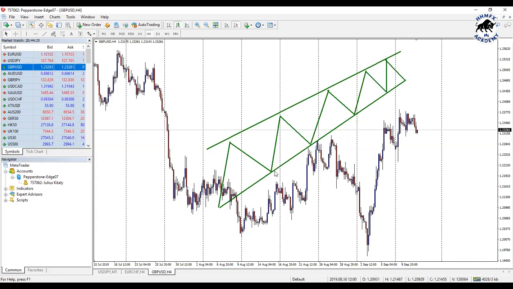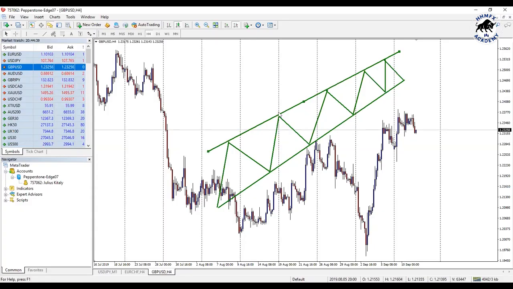Why dynamic support? Because they are below, at the bottom of the market, below the price. And the points above are resistance. Why? Because they are formed at the top of the price. So they are dynamic resistance, because they are formed as the market moves. So these are the dynamic resistance, and these are the dynamic support again.